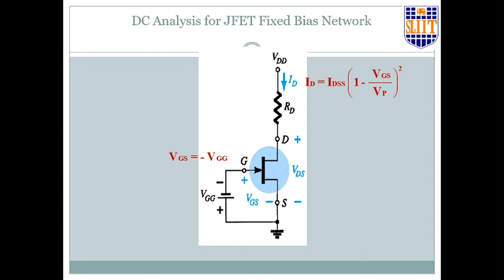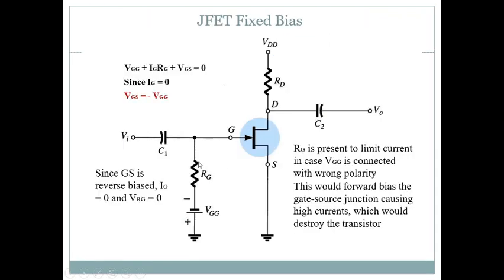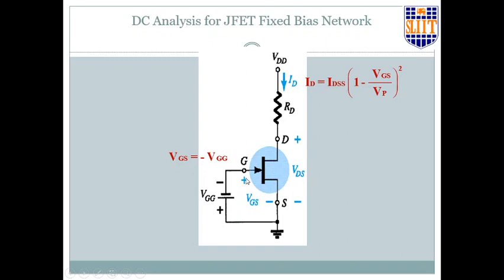But when it comes to DC analysis, because there is zero gate current, you can neglect the resistor here, right? And therefore, the voltage of the gate is exactly this VGG, and the current is ID equal to IDSS times (1 minus VGS over VP) squared. VP is a characteristic for the particular FET. Now, analytically, if you want to resolve this circuit, you need to substitute this in here, right? VGS is equal to VGG, and VP is given, IDSS is given, so you can find ID.